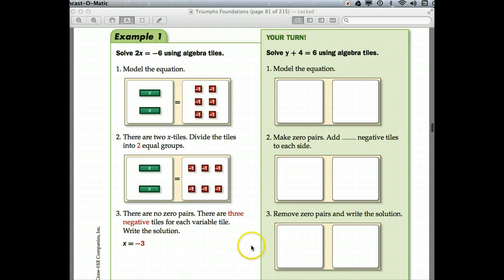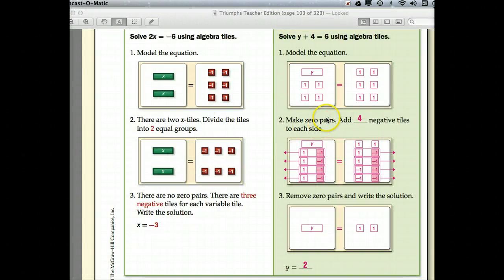It's your turn to model y plus 4 is equal to 6. So you can use tiles to model the situation, or you can write it yourself. We've got 1y, and then there's 4 positive numbers, so we have 1 4 times, and on the other side of the equation we have 6. So in order to make 0 pairs, we have 4 positive ones, so we have to do 4 negative ones. Well, whatever we do to one side, we have to do to the other, so we're going to add 4 negative tiles, which will zero these out and leave us with y is equal to 2. So our answer is y is equal to 2.